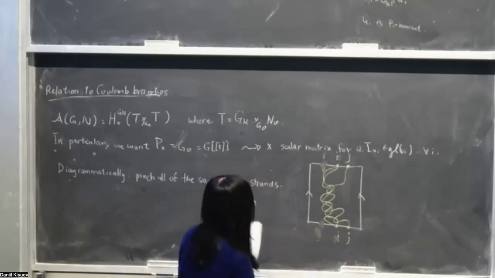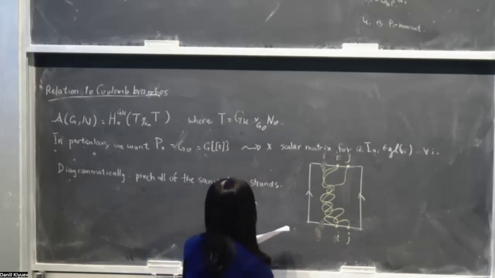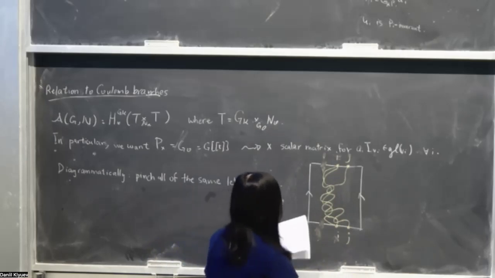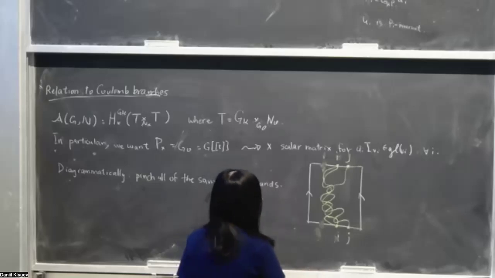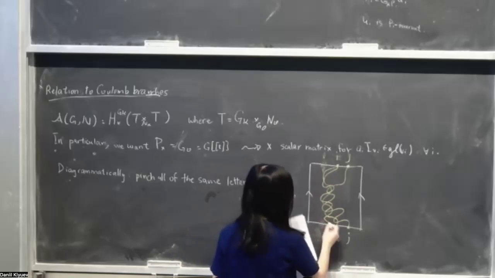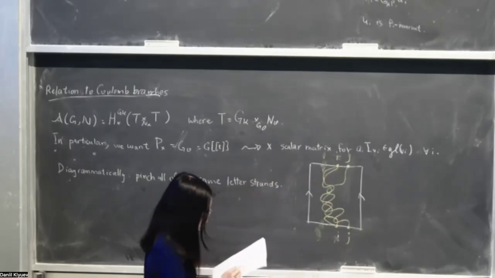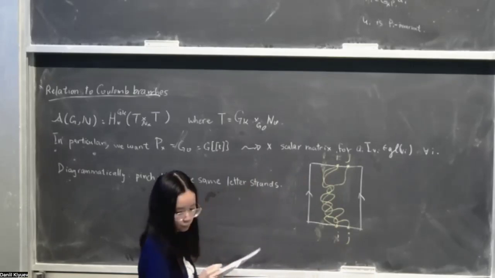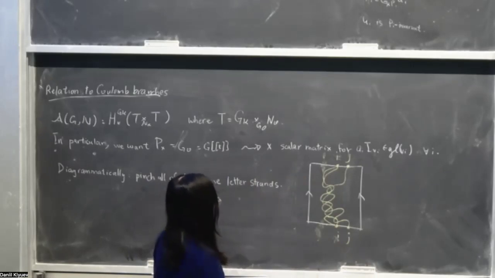The way to draw the Coulomb branch algebra diagrammatically is to first draw the corresponding Steinberg algebra version and then pinch the necessary vertices together, which are basically all vertices of the same color and the same letter together. But then it would still follow the same relations as before.